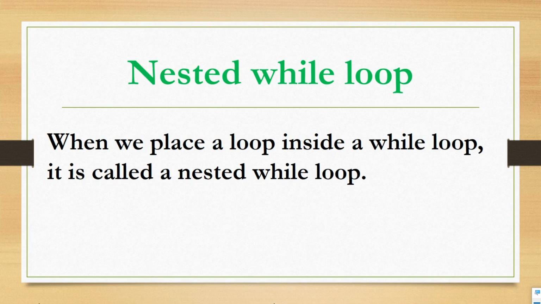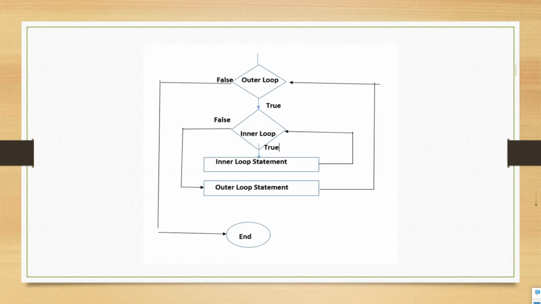So let's look at the mechanism or the flow chart of this nested while loop. So here I'm using two while loops. Now I have the outer loop and the inner loop. So how does this work?